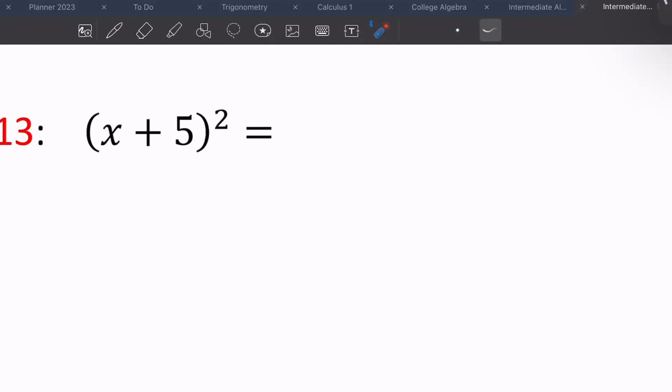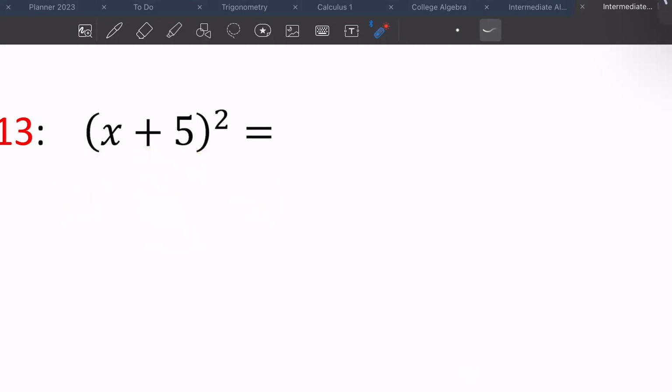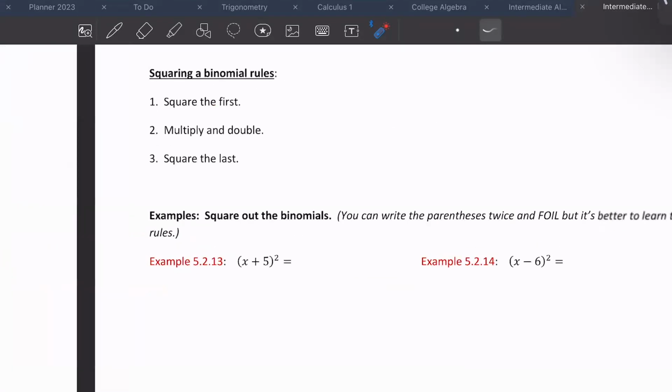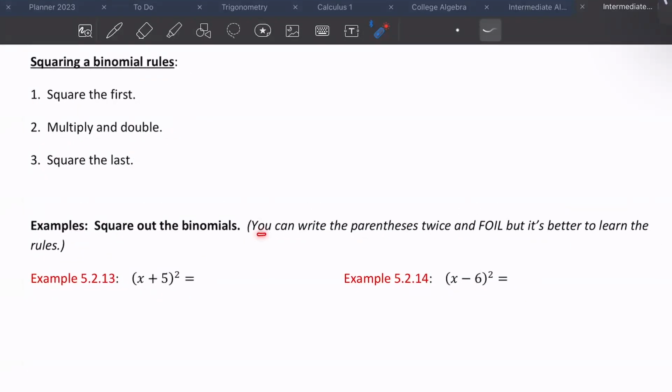X plus 5 squared, right? So the x plus 5 is in parentheses. So mathematically what this means is we have 2 copies of x plus 5, right? We have 2 copies of x plus 5. If you want to do it like this and then just FOIL, that's perfectly fine, but there is an easier way. Maybe not easier, but just more mathematical, I guess. That's what I wrote here. You can write the parentheses twice in FOIL, but it's better to learn the rules, okay?